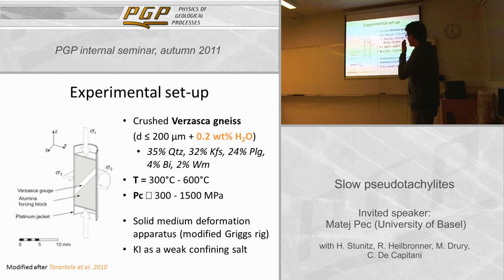Our experimental setup is that we put crushed Verzasca gneiss with a grain size smaller than 200 microns, with 0.2 weight% water added, in between two pre-cut alumina forcing blocks. The Verzasca gneiss is just an analog for granitoid rocks. It has a typical granitoid composition, around 35% quartz, 30% K-feldspar, 25% plagioclase, and around 6% micas. We deform this at 300 to 600 degrees C, at confining pressures from 300 to 1500 MPa, with most of the experiments done around 500 MPa.